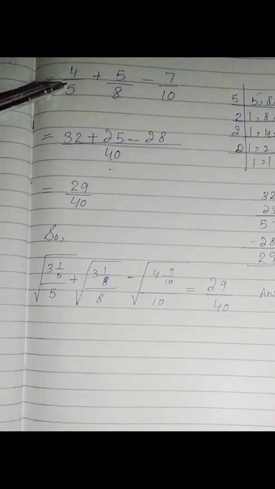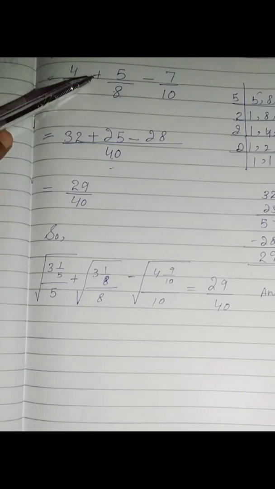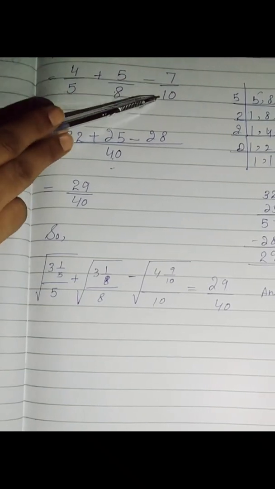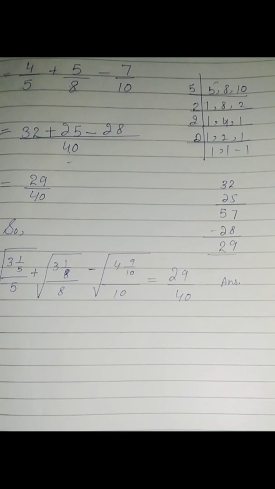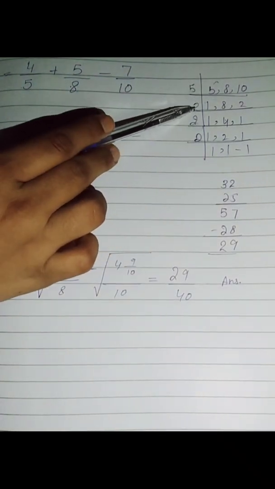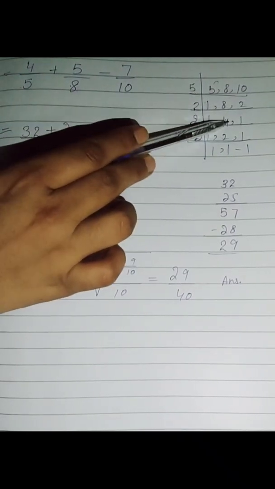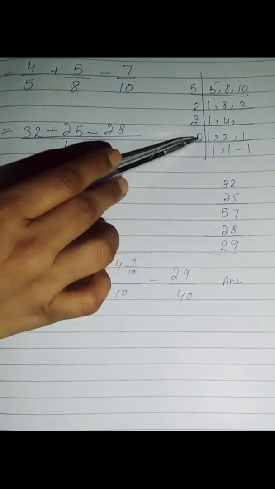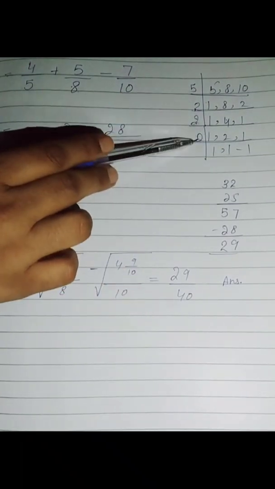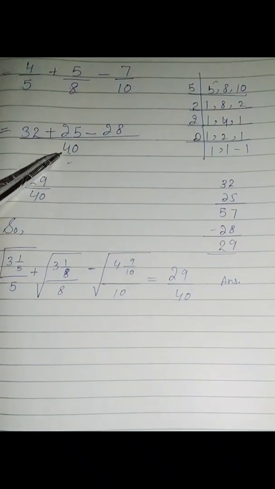Now we have the square roots of the values and simple fractions: 4 by 5 plus 5 by 8 minus 7 by 10. Now we take LCM. 5 ones are 5, then 5 twos are 10, and 8 is brought down, then 2 fours are 8, 2 ones are 2, 2 twos are 4, 2 ones are 2. Now multiply the values. 2 twos are 4, 4 twos are 8, 8 fives are 40. It means that 40 is the LCM.